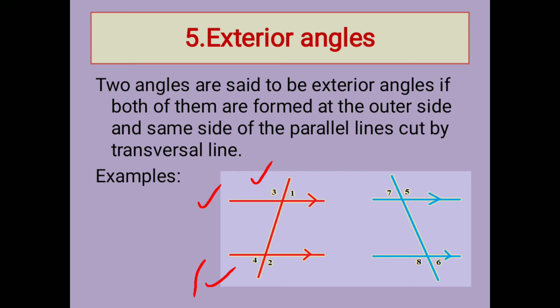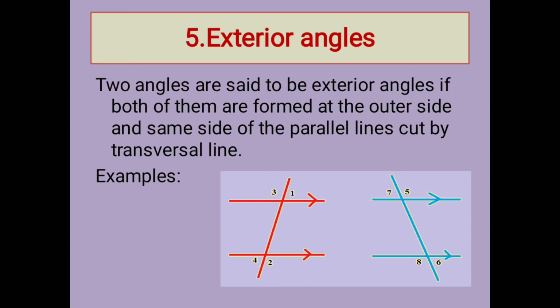You can see a similar case in the next figure. 5 and 6 are outside the parallel lines and on the same side, so they are exterior angles. Similarly, 7 and 8 are also on the same side of the transversal line on the left side, and both of them are outside of the parallel lines, so they are also exterior angles.